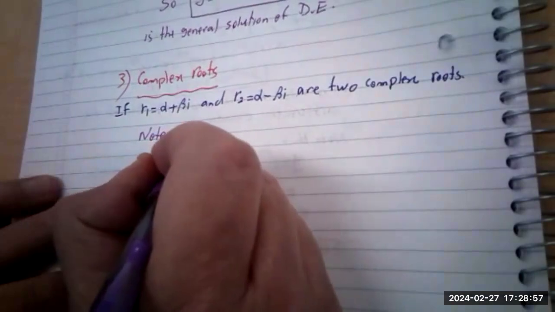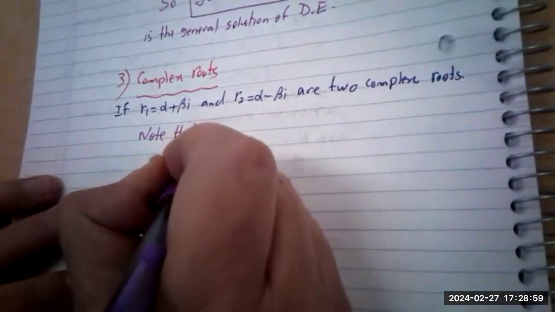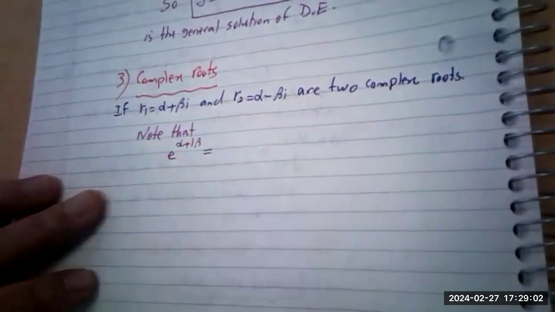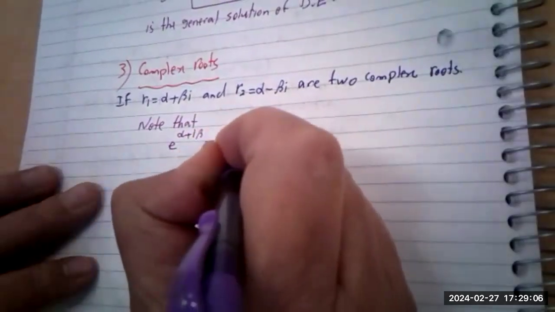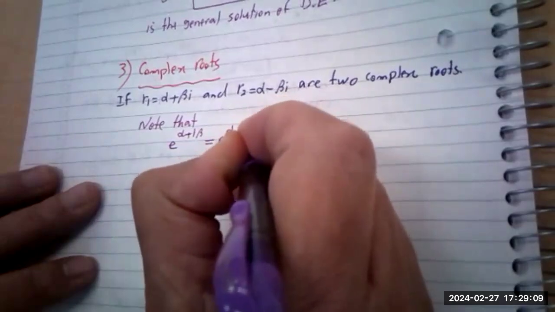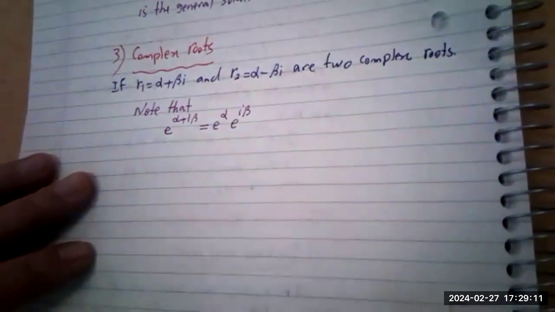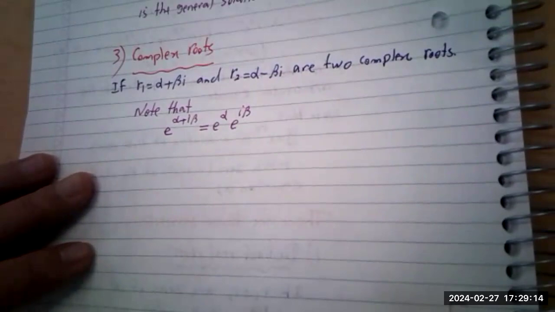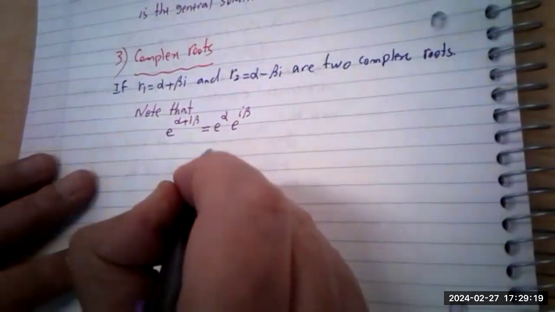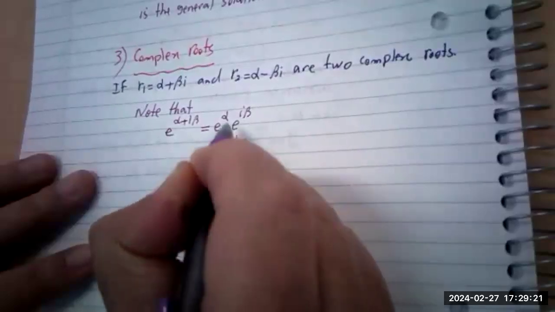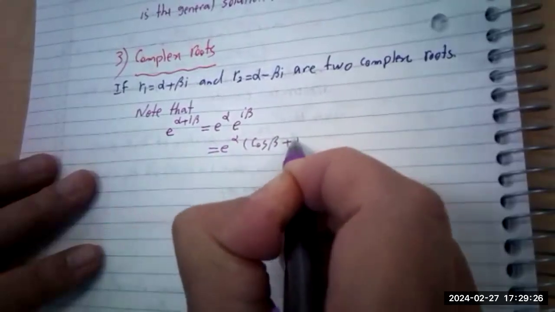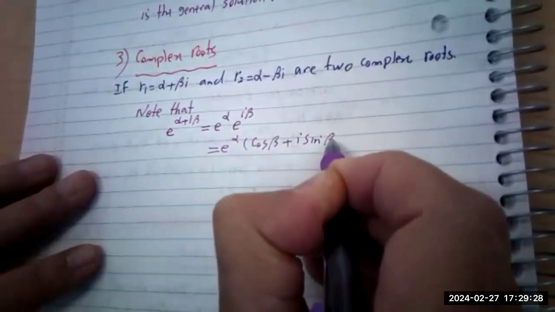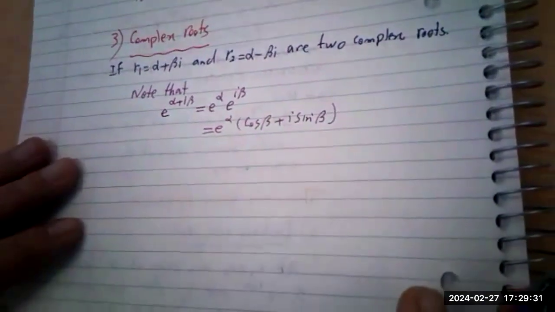If you have e to the alpha plus beta i in there, you can break it into e to the alpha times e to the i times beta. E to the i beta, you can use the Euler formula to write in terms of the cosine and the sine. Remember, this is going to be e to the alpha times the cosine of beta plus i times sine of beta. That's going to be the case.